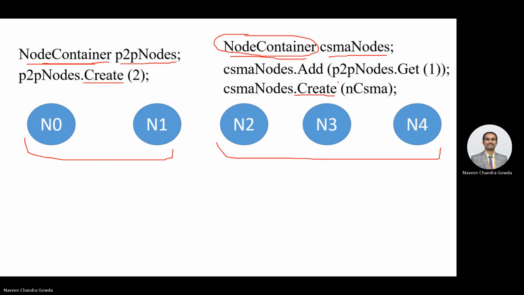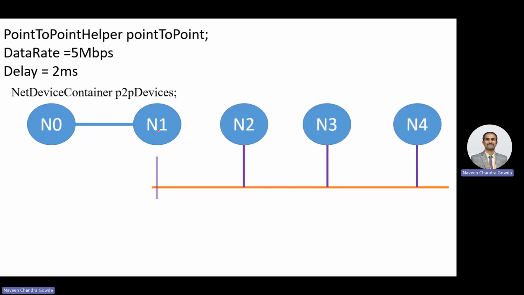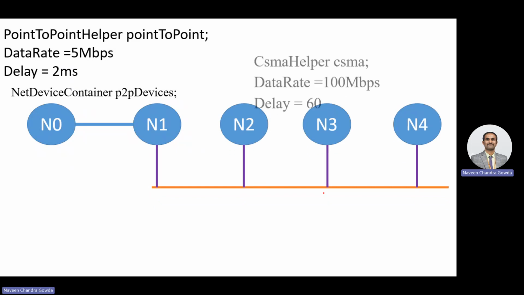what we'll be doing is, the first node of the P2P nodes will also be attached to the N2 here, which should be a part of the CSMA nodes, because I want it to be like this. I want to connect N0 and N1. Further, I want this N1 to be a part of the CSMA network itself.